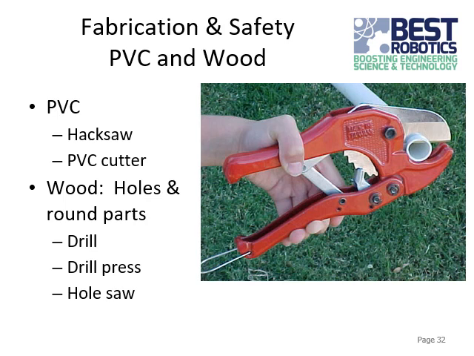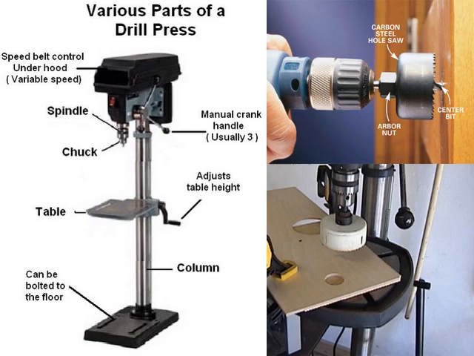For wood, and we'll get into more detail in a second, with round parts and holes that you want to cut, you've got drills, drill presses, and hole saws as options. So this shows a drill press. Drill presses are nice because they give you nice, perfectly perpendicular holes.